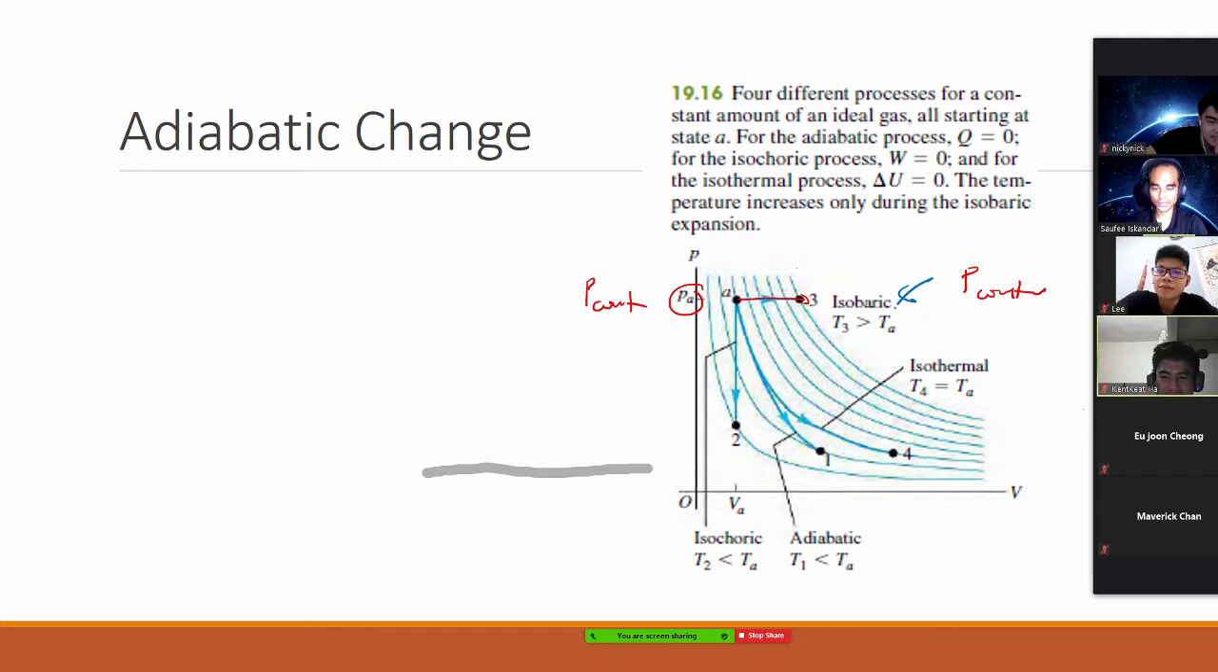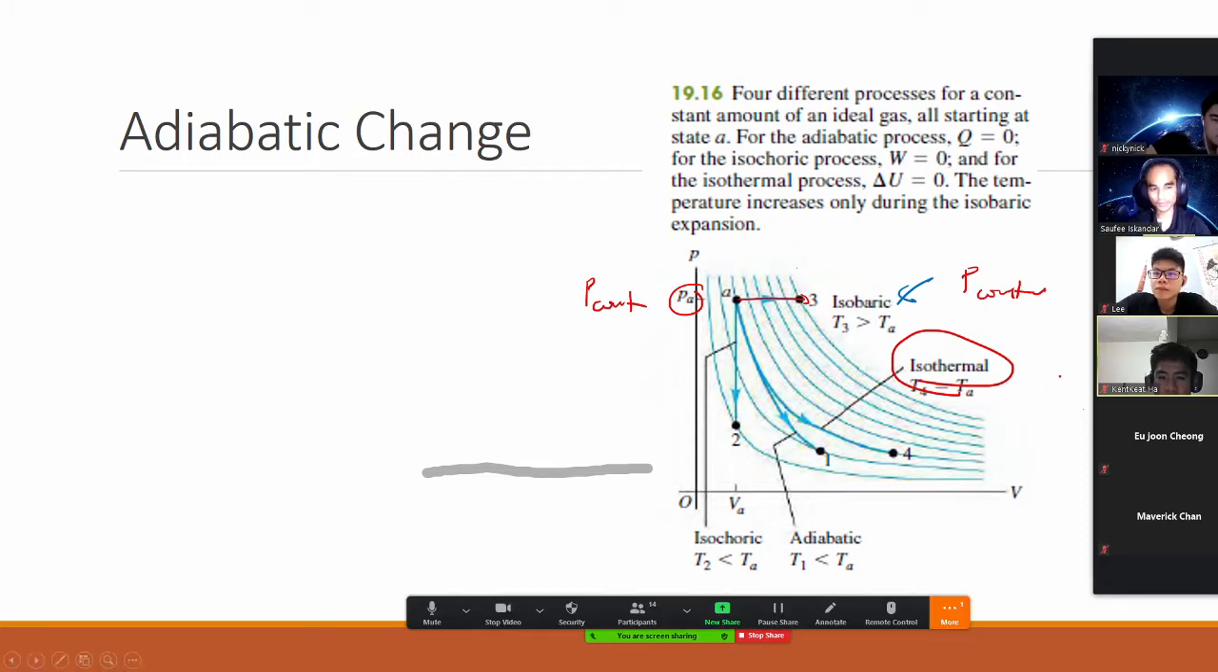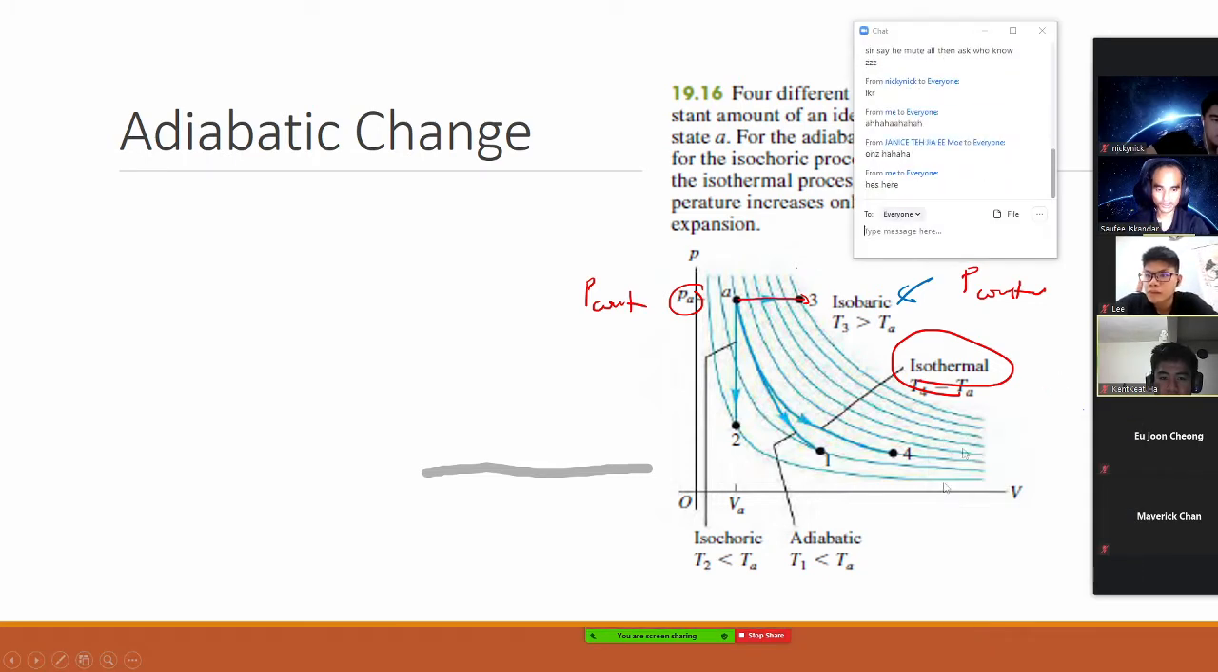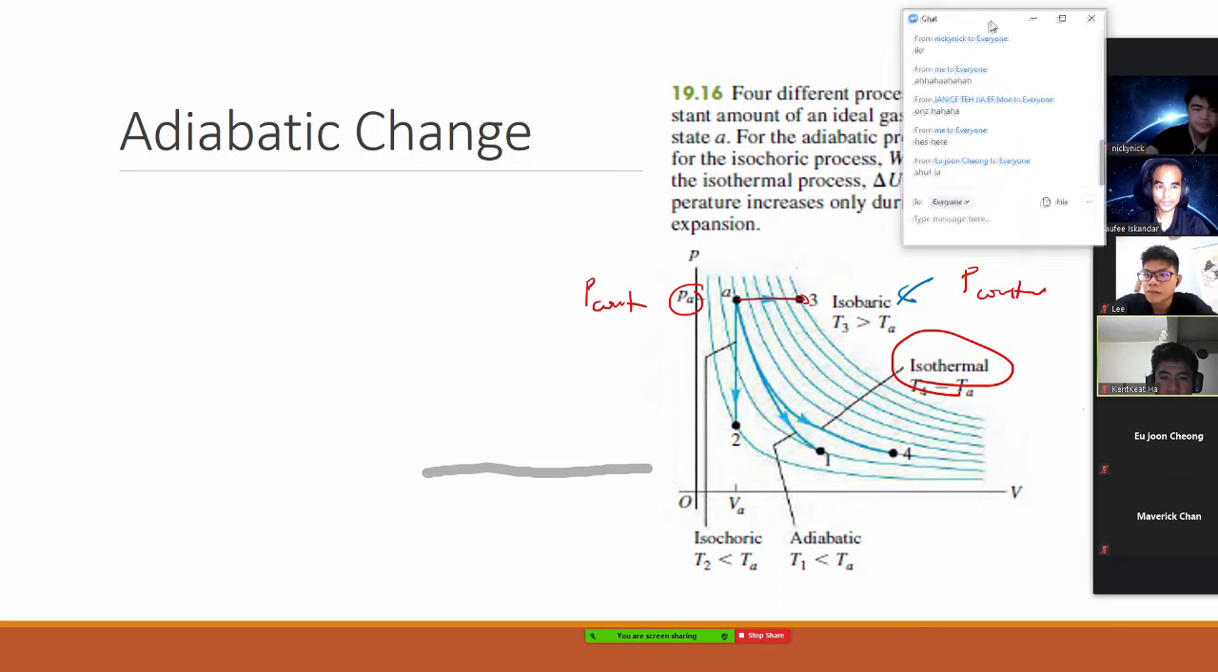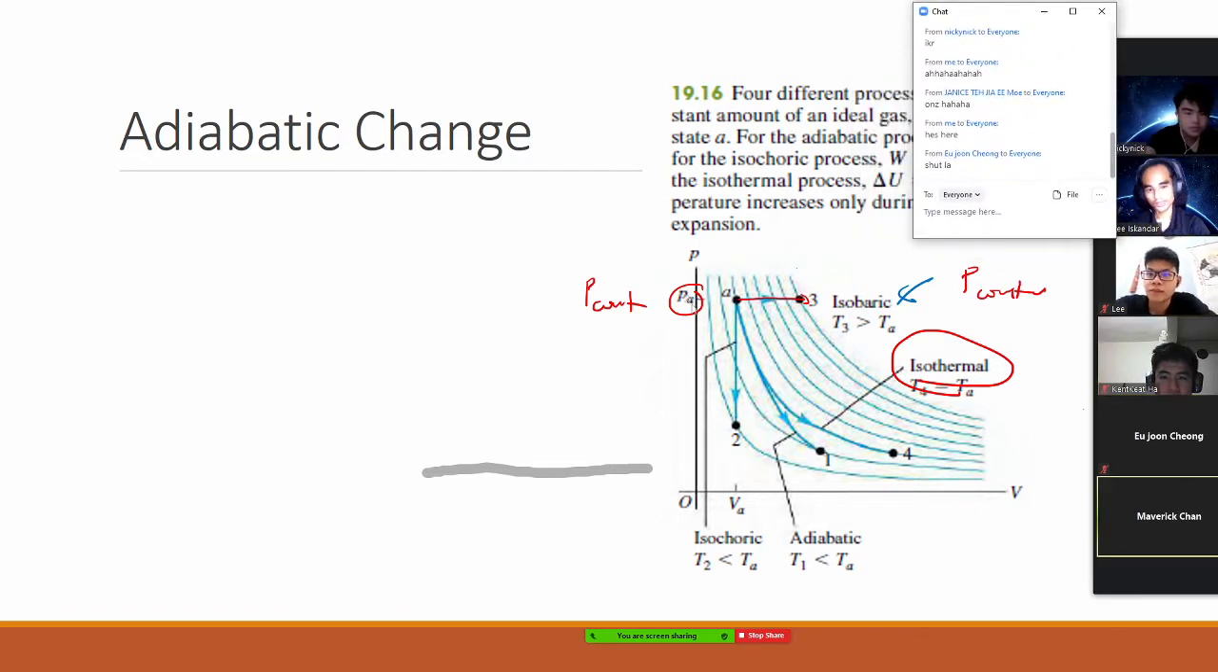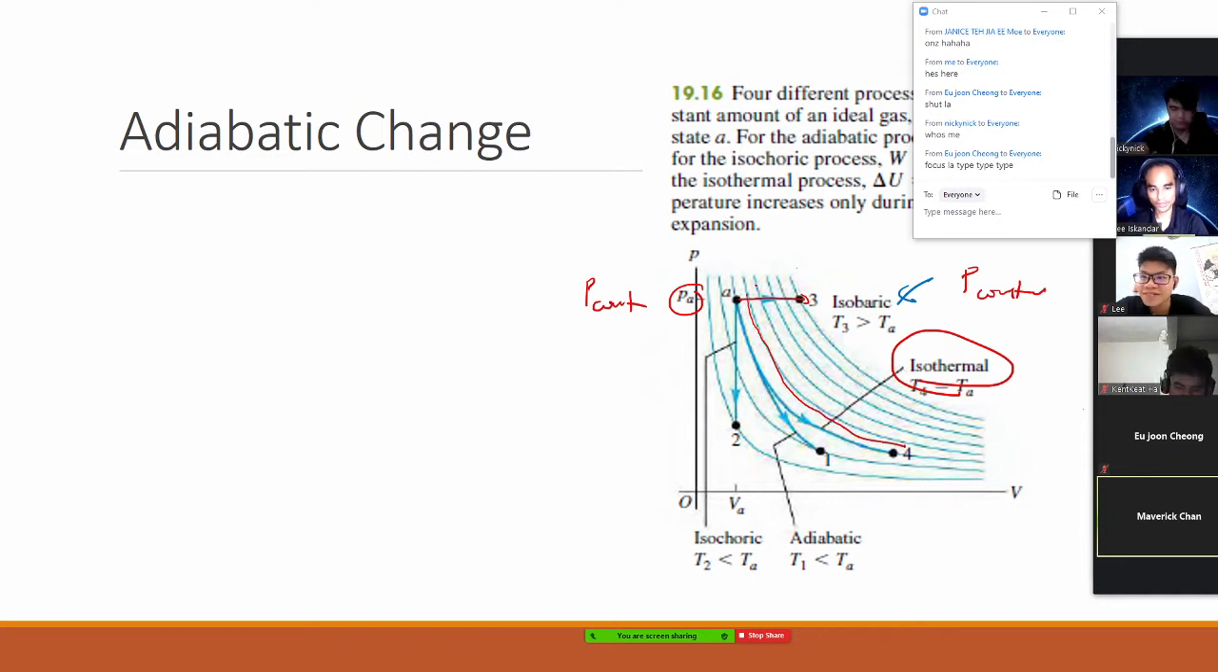So isobaric, and this one we call isothermal. Isothermal means a process that undergoes a change of state at constant temperature. Constant temperature, correct? Okay, so the curve over here is a line where the temperature is the same. So you can see that this is the isothermal curve from A to B.